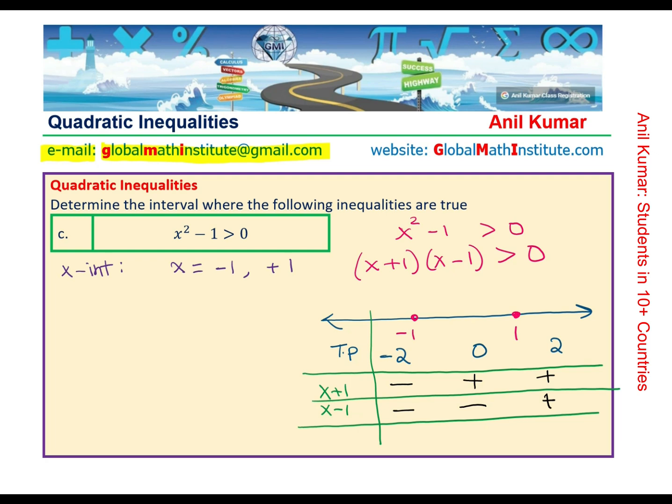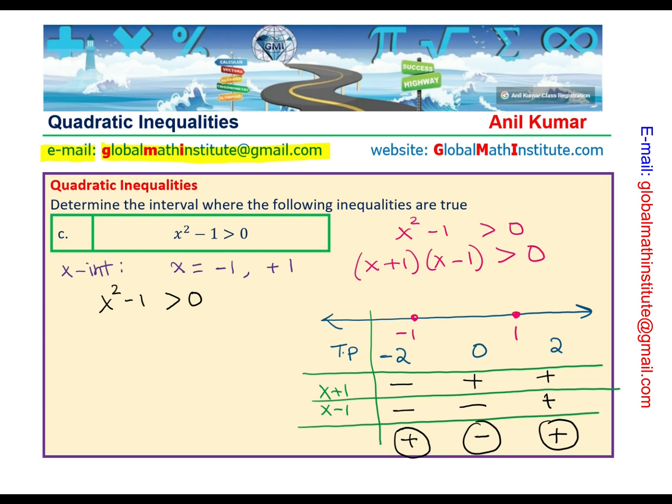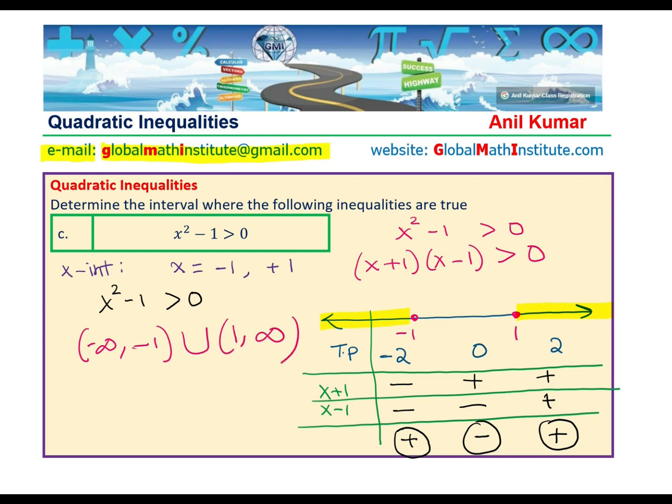So when you multiply two negatives, you get a positive. This is going to be negative, and that is going to be positive. Since we are looking for greater than 0, right? We're looking for x squared minus 1 greater than 0. Our solution will be these intervals. You understand? And we can write down our answer, which is from minus infinity to minus 1, or from 1 to infinity. Does it make sense to you?